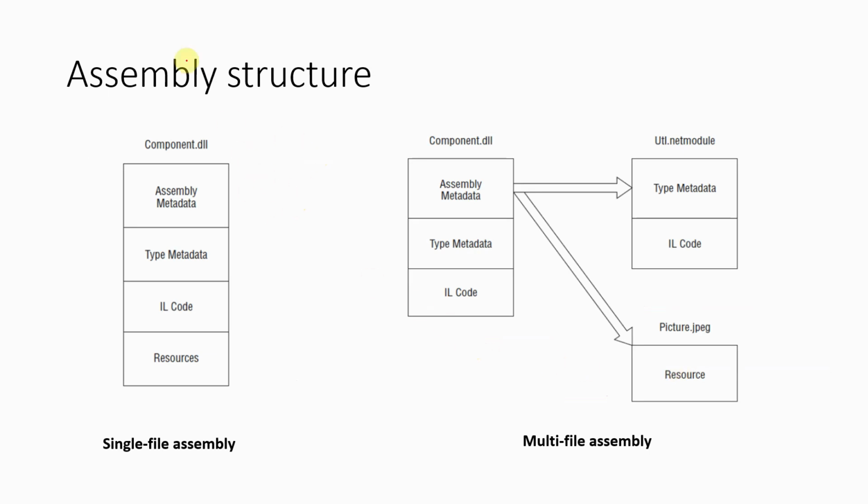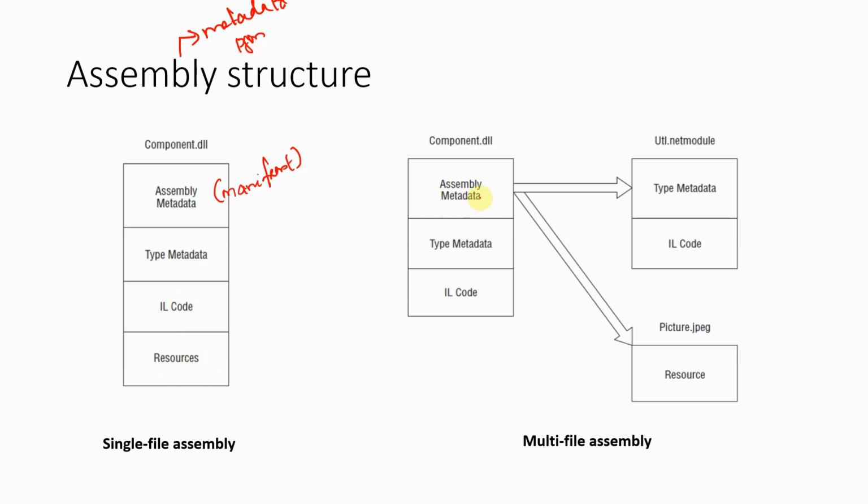And this is the assembly structure. As you know, assembly is the metadata about the program, and the assembly can be distributed in a single file or in multiple files. This is the structure of the assembly. The assembly file contains the assembly metadata, which is called the manifest, then the type metadata, the intermediate language code, and if it is referring to any resources, the reference of the resources.